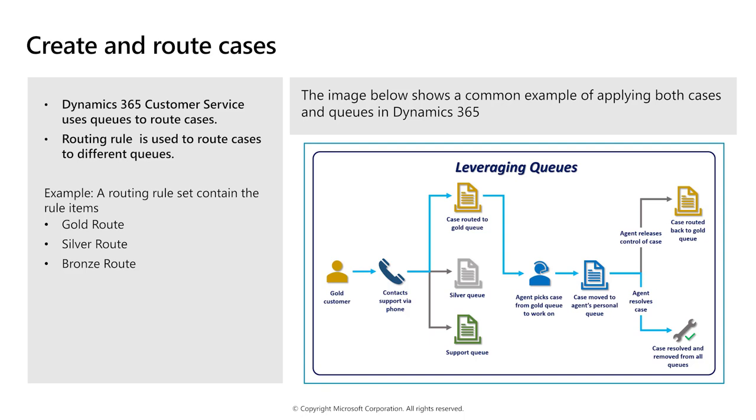So what we can see here, for instance, is that when a gold customer makes contact and the case comes in, it's not routed to the general support queue or the silver queue, it's routed through to the gold queue. The agent picks it up and associates it to their own personal queue to handle the case and deal with the resolution. When they've finished the case, it's then released and routed back to the queue. If they have resolved it, it's marked as resolved, and it's then confirmed as resolved within the system, and no further actions need to take place for it.